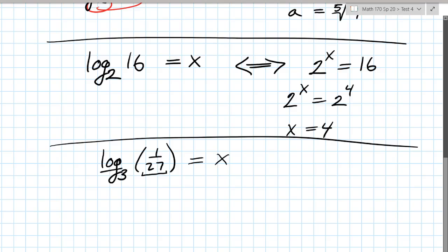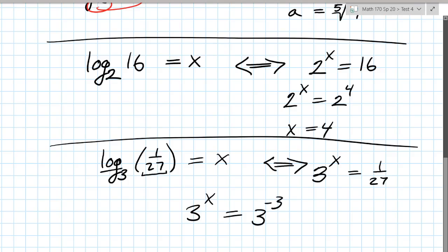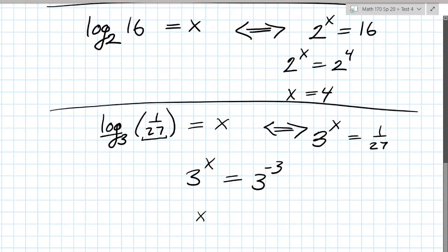So if I want to solve this, I can rewrite it in exponential form. 3 to the x is equal to 1 over 27. Then the question is, can we get the bases to match so that we have 3 to the x equals 3 to the power? And the answer is yes. 27 is 3 to the third. Since it's in the denominator, we could write it as 3 to the negative third like so, and then x equals negative 3.